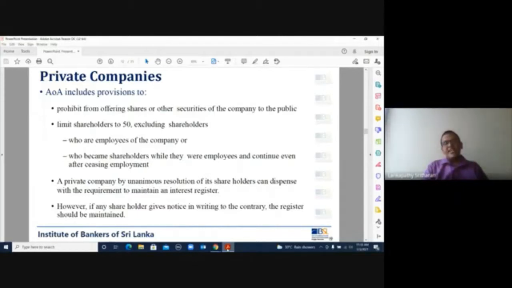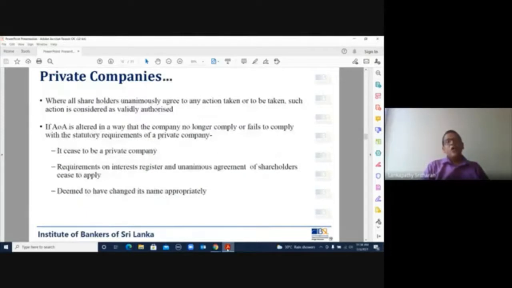And the other one is, however, that's what is mentioned here. However, if any shareholder gives notice in writing to the contrary, the register should be maintained. If all the shareholders unanimously agree to any action taken or to be taken, such action is considered as validly authorized.